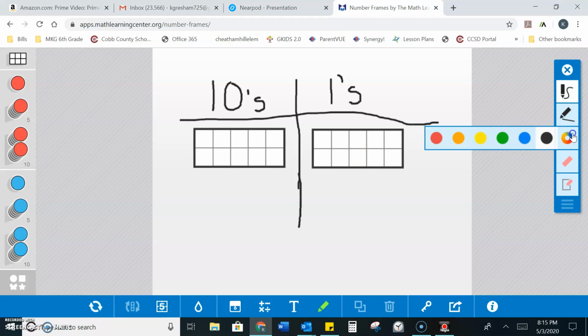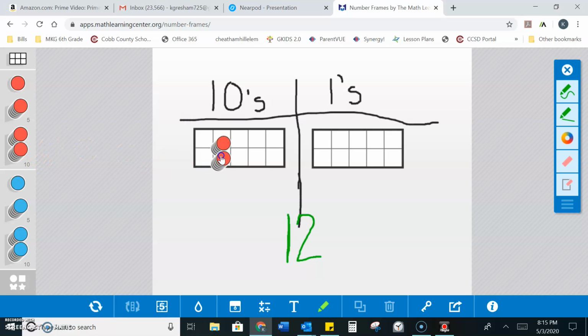So let's get started. Our first number that we're going to start with is the number 12. Okay, this is the number 12. 12 is a 1 and a 2. And this 1 is the 10s, and this 2 is the extra ones. So if we look at this number, how many groups of 10 are we going to have? Well, we are going to have one group of 10.